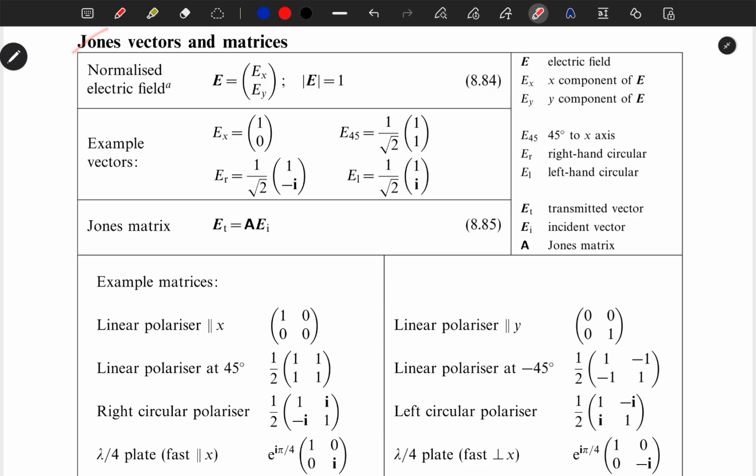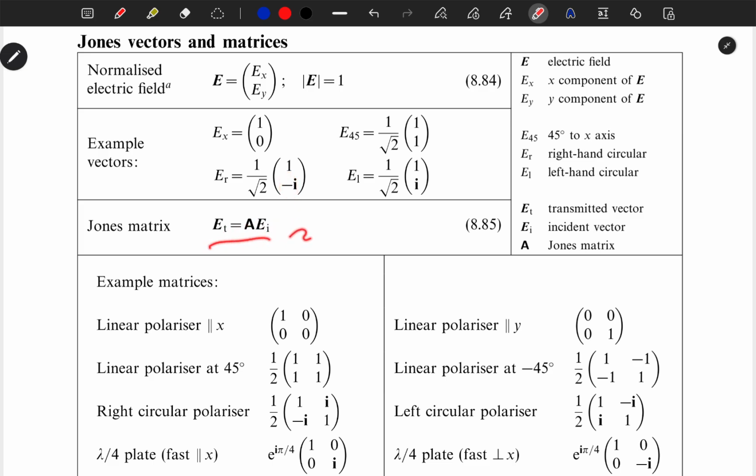Jones vectors and matrices. Normalize the electric field. So Ex is equal to (1, 0); at 45 degrees, (1/√2)(1, 1). Left-hand circular is (1/√2)(1, i), and right-hand circular is (1/√2)(1, -i).